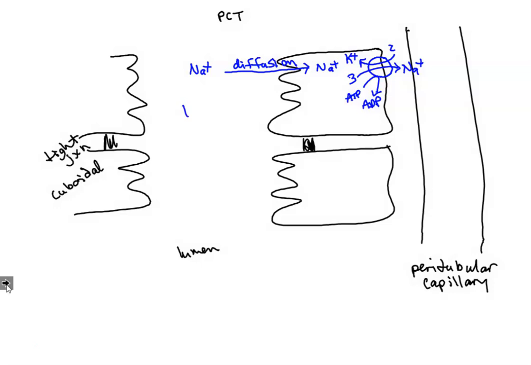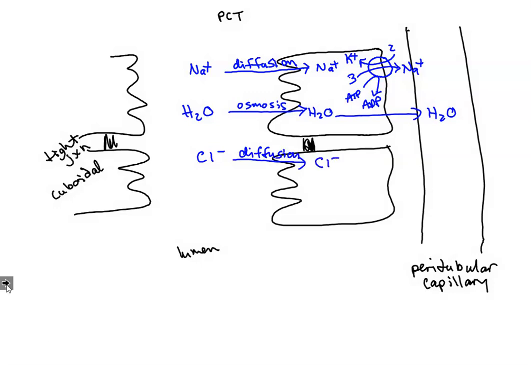Another substance of interest is water. Water will tend to follow the sodium by osmosis. And that goes all the way across by osmosis. Chloride ions enter the cells by diffusion. And they pass on into the capillary by diffusion as well.